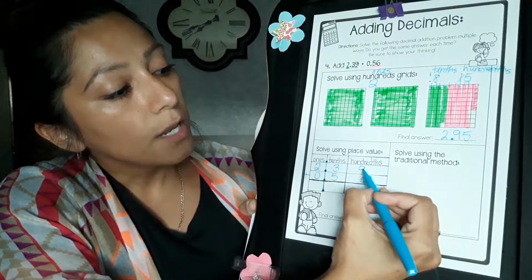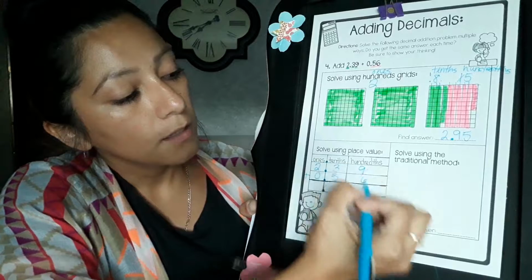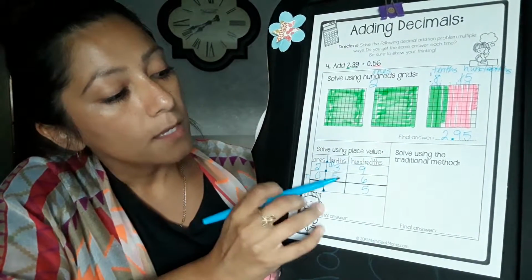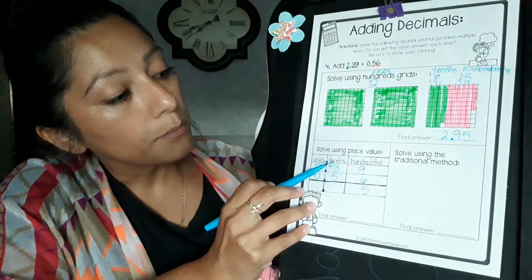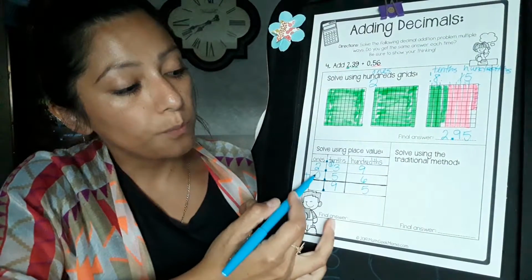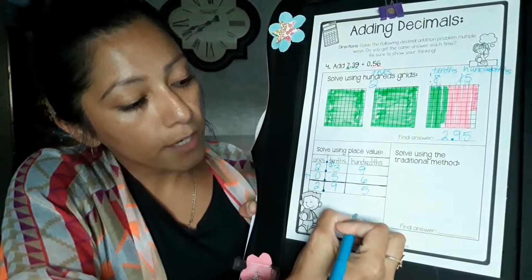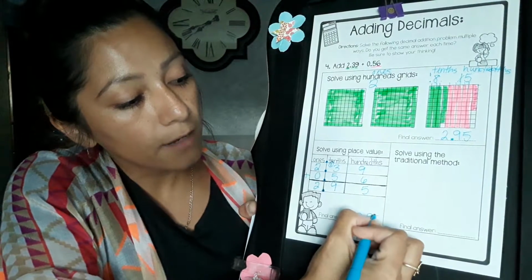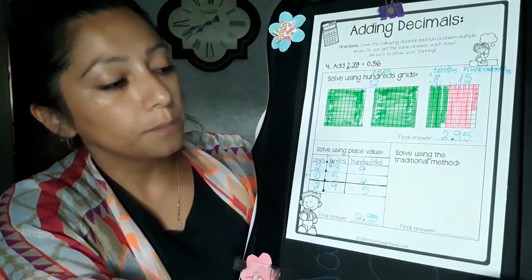Okay, so 9 plus 6 is 15. Carry our 1 up here to our tenths place. So 5 plus 3 is 8, plus 1 more is 9. And then we have 2 plus 0 is 2. So our final answer is still 2 and 95/100ths.